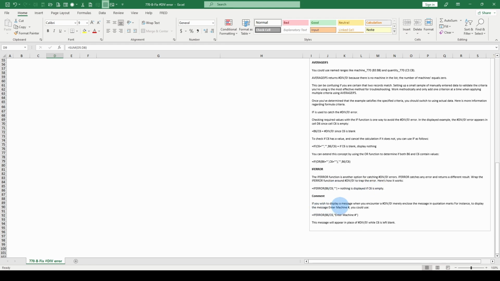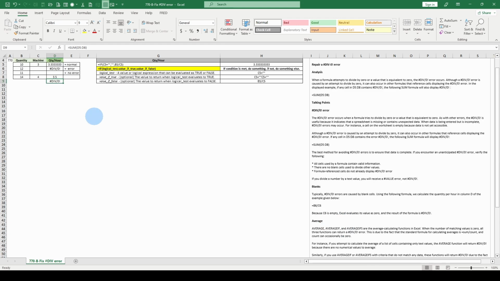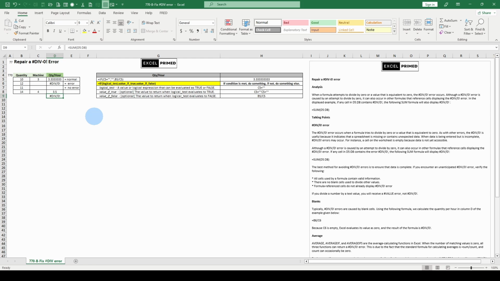If you wish to display a message when you encounter a div error, again, I've shown you this a number of times. If there's a crash here, B6 divided by C6, enter machine number. There's an overview of the div error. You're going to run into it from time to time. Just understand that you're trying to divide by 0, and the causes could be a blank cell or text or a 0 or a whole host of other areas.